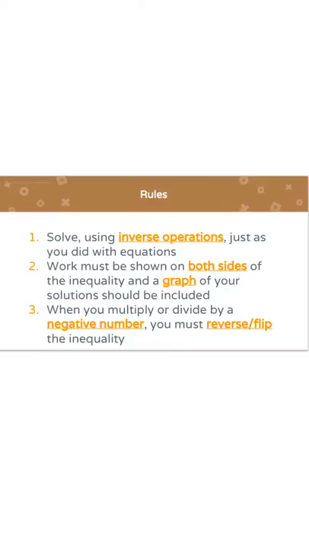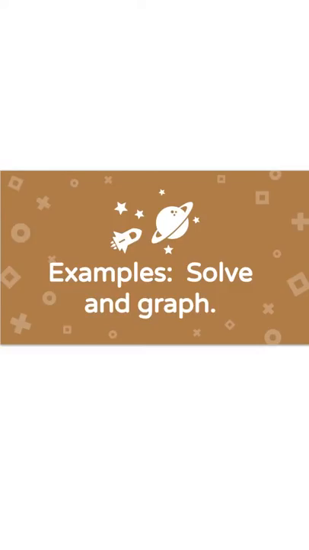Step 2, work must be shown on both sides of the inequality and a graph of your solution should be included. Step 3, when you multiply or divide by a negative number, you must reverse or flip the inequality or flip the sign. Examples: solve and graph.